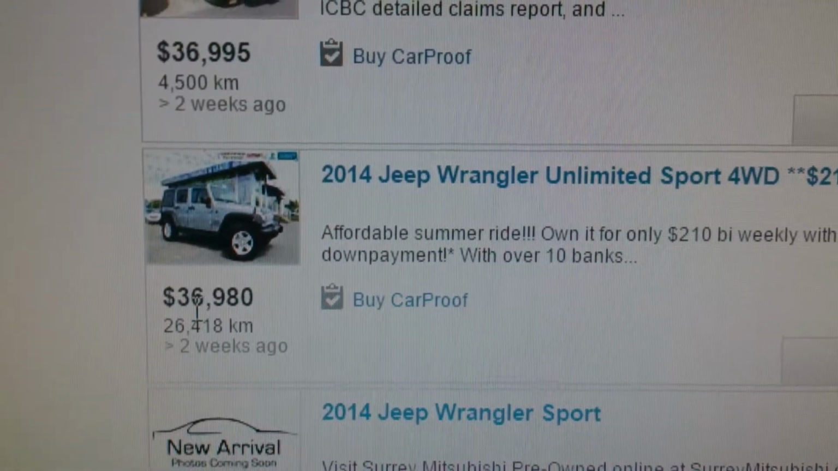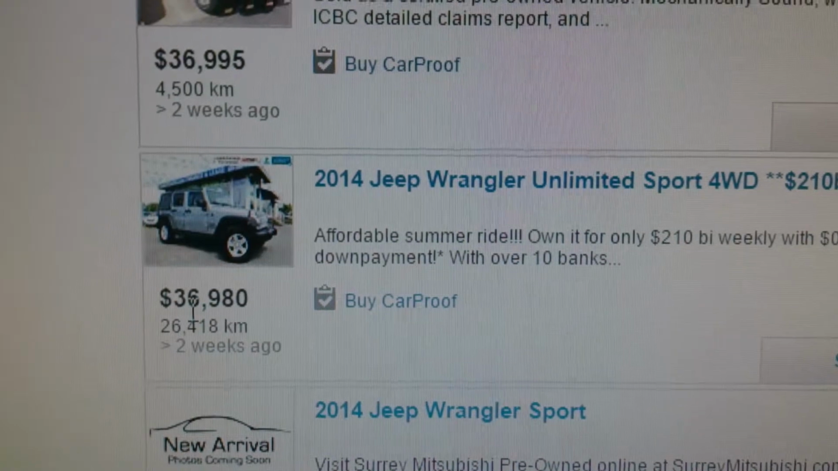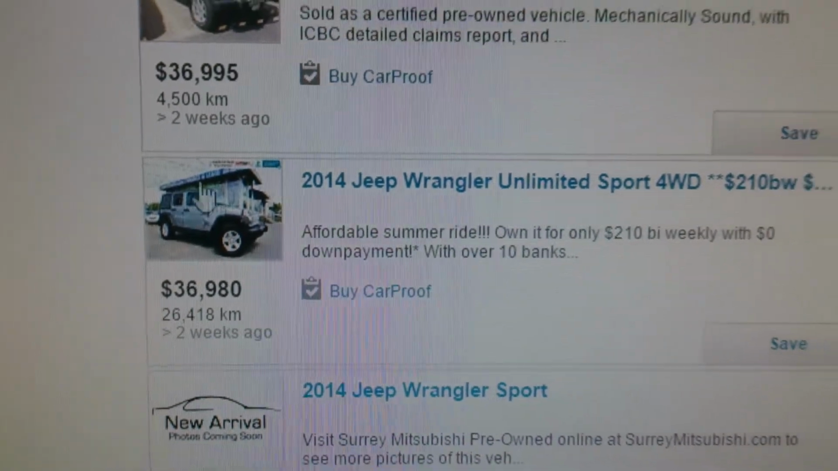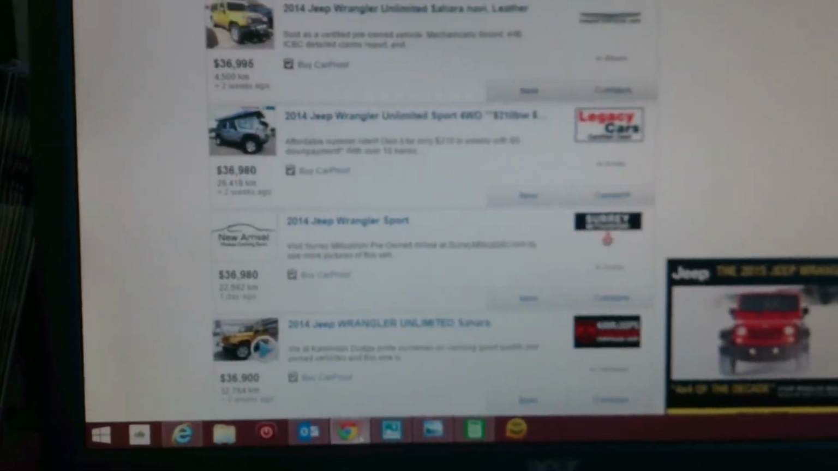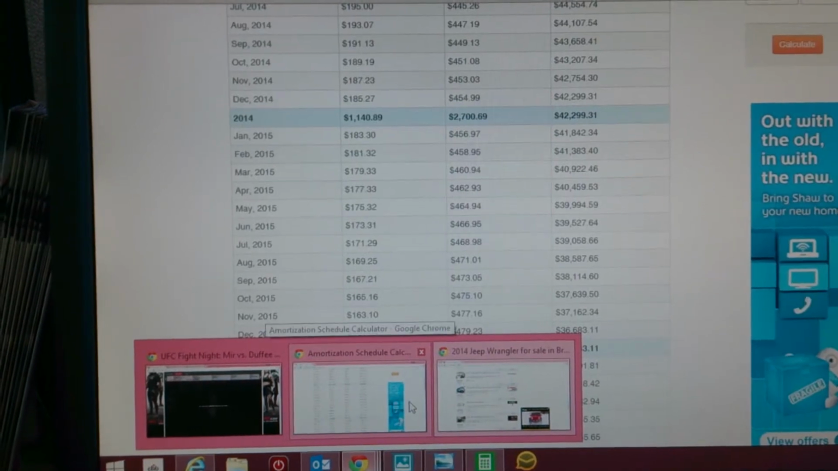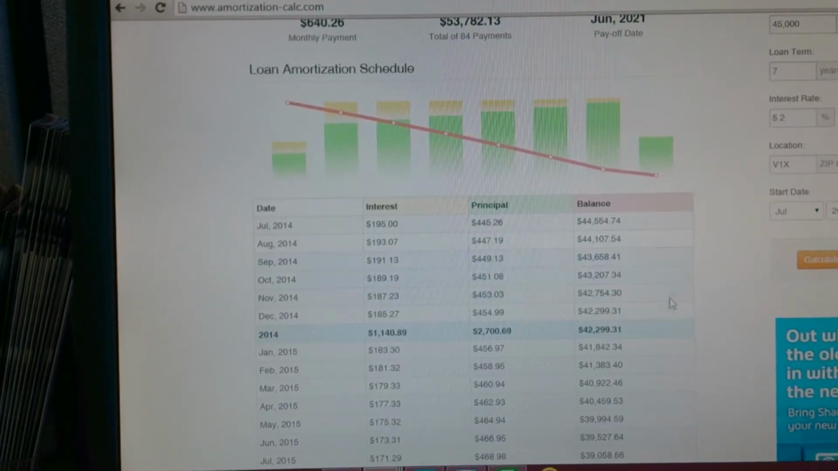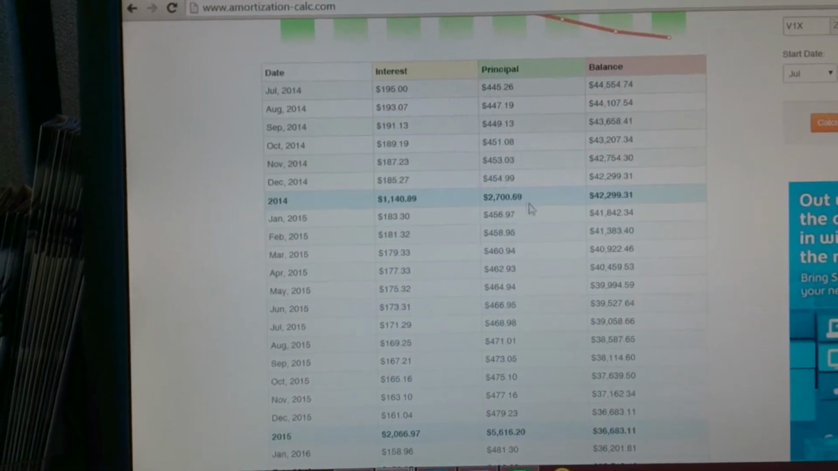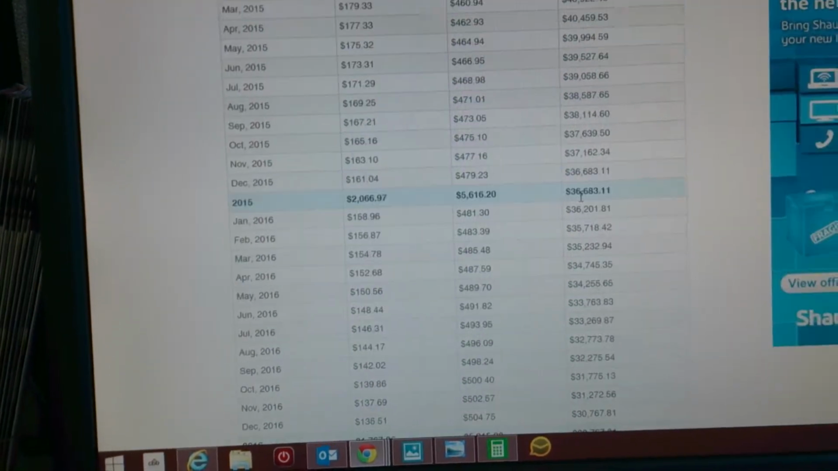So when I go in to trade in, I'm probably going to get offered about 30 for my Jeep, putting me $9,000 upside down. I'm not in a good position to trade right now.